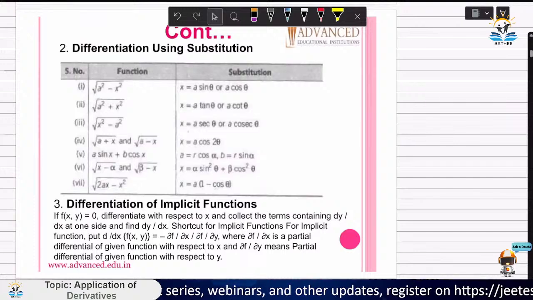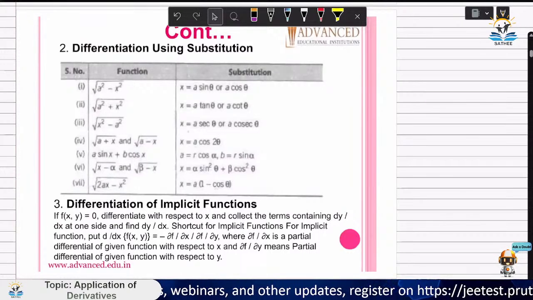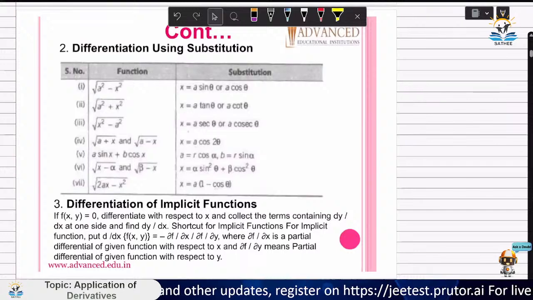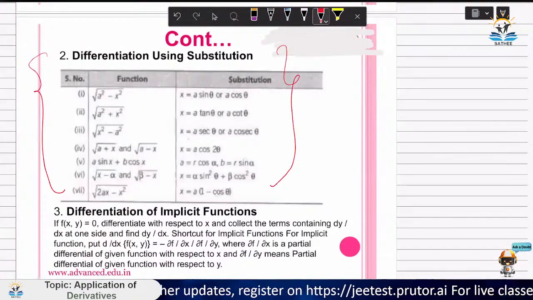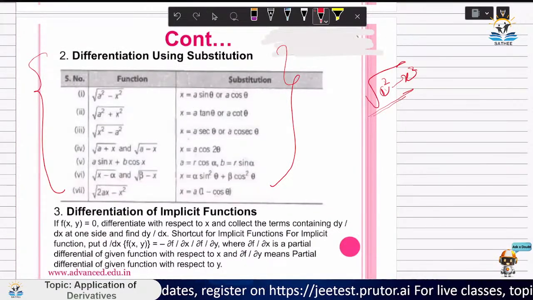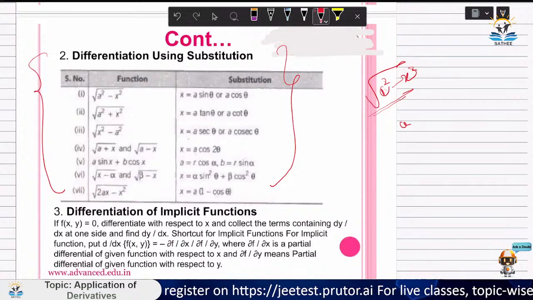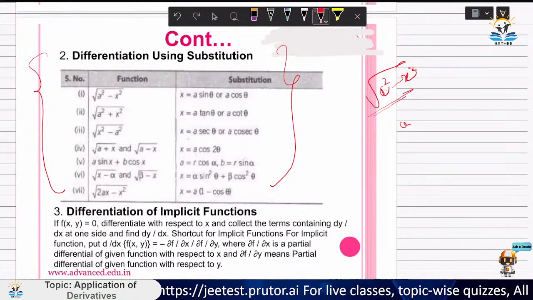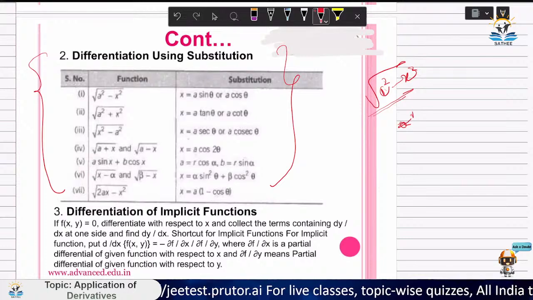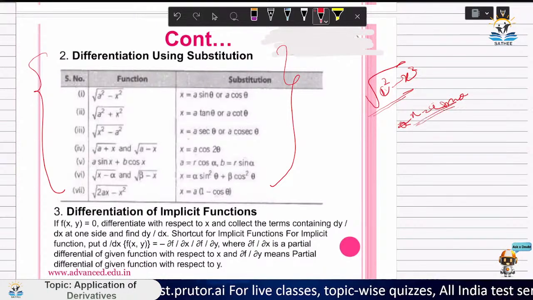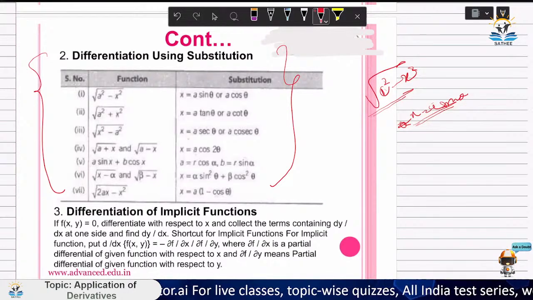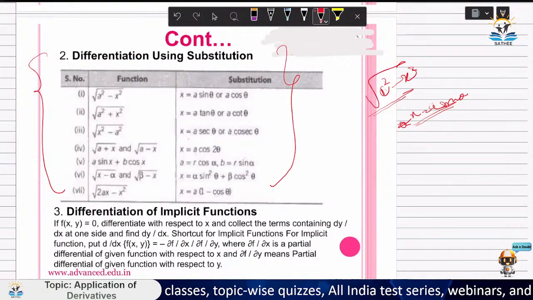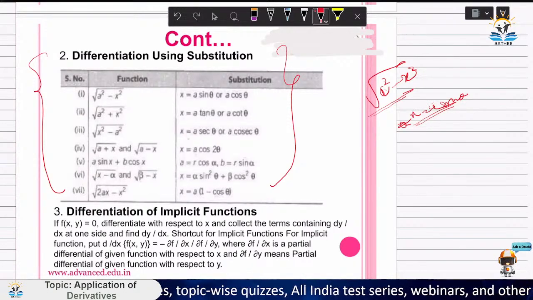For example, if we have a function of root of a squared minus x squared, this seems a bit tricky to solve, right? One would say we can take a squared minus x squared equal to t and then solve it apart. We can do that as well, but our life gets much easier if we take x equal to a sin θ or a cos θ, right? If we take these values, our differentiation becomes much easier.